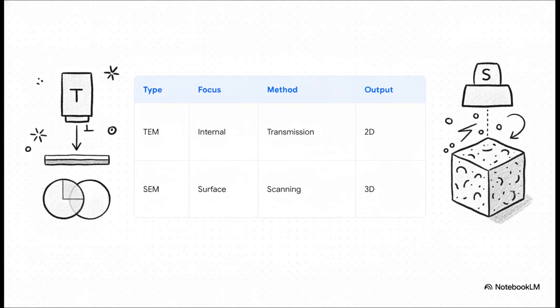And that leads us to the two absolute giants of electron microscopy. First, we have TEM, or transmission electron microscopy. This shoots electrons straight through ultra-thin slices of a sample to give us a highly detailed, two-dimensional view of internal structures. Then we have SEM, or scanning electron microscopy, which scans the surface to generate these incredibly rich, three-dimensional textures.